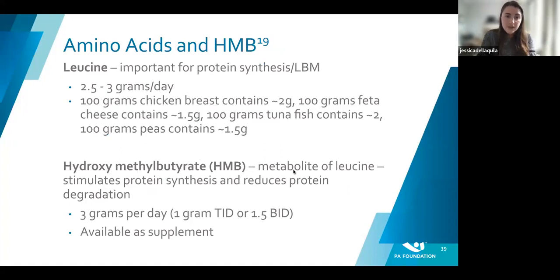The next amino acid we're going to touch on is leucine. This is important for protein synthesis. We need about 2.5 to 3 grams per day. Hydroxymethylbutyrate is the metabolite of leucine that also reduces our protein degradation. So it helps us not utilize our lean mass, which is what we want to hold on to.